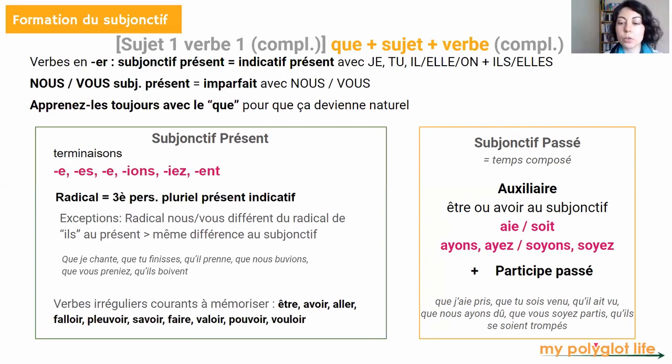I wrote down a few examples here. Que j'aie pris, que tu sois venu, qu'il ait vu, que nous ayons dû, que vous soyez partis, qu'il se soit trompé. Always que, subject, auxiliary, participle.